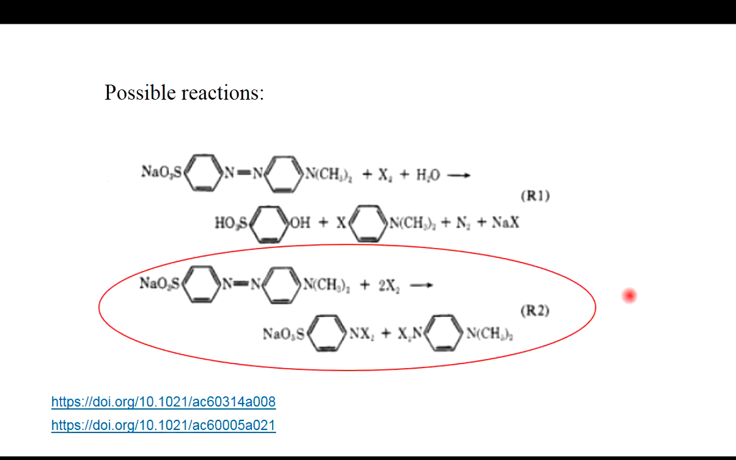Two possible reactions are considered for the reaction of methyl orange and chlorine. In the first route, 1 mole of methyl orange reacts with 1 mole of chlorine, but in the second route, 1 mole of methyl orange reacts with 2 mole of Cl2. The second route is more possible, and studies show that this route is acceptable.